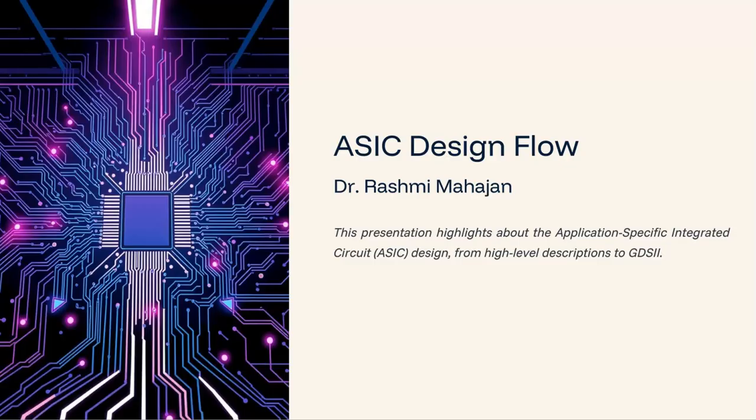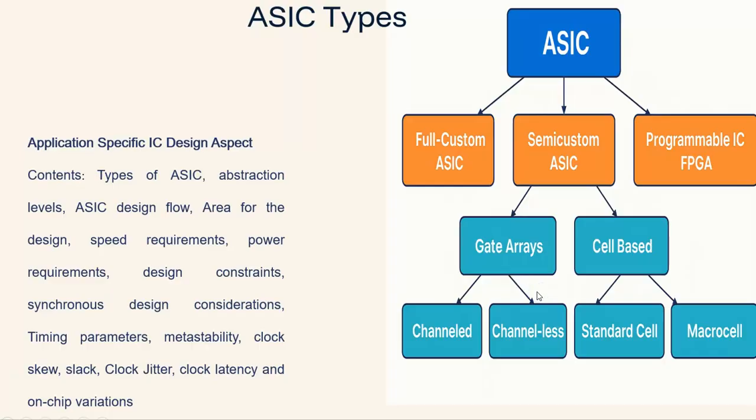So looking to the next point, what is the diagram representing? The diagram is representing ASIC, full custom, semi-custom, programmable IC, FPGA, gate array, cell based, channel, channel-less, standard cell and micro cell. Now my question is, have we discussed these types before? The answer is yes. When we learned the CLD subject, we discussed all this stuff in short. But still, we are going to discuss each one in detail in today's session.